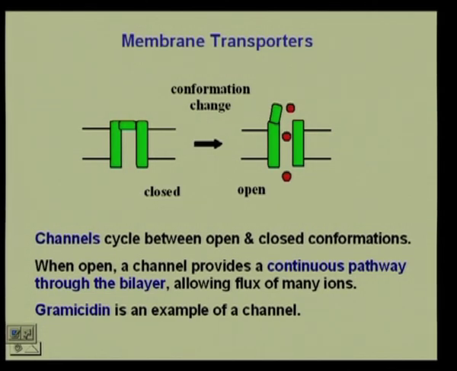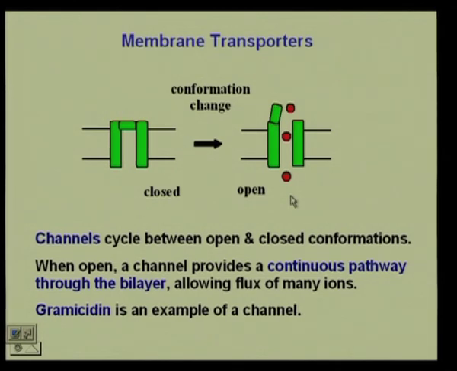Okay. So, the channels basically cycle between open and closed conformations, and when open, it is not like a carrier protein, where a carrier protein does not allow anything else to get through. Once this channel is open, there is going to be a flux of many ions going through because you have an open channel now. Okay. So, this channel is actually very sensitive to the flux. As soon as too many ions are going through, it is just like a security gate, it just shuts itself.